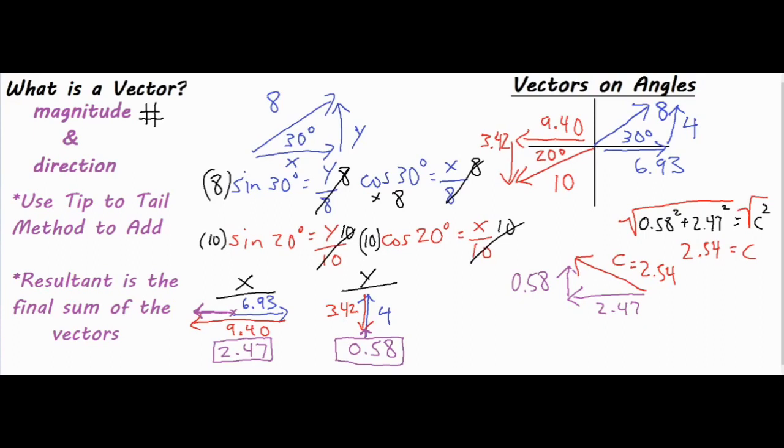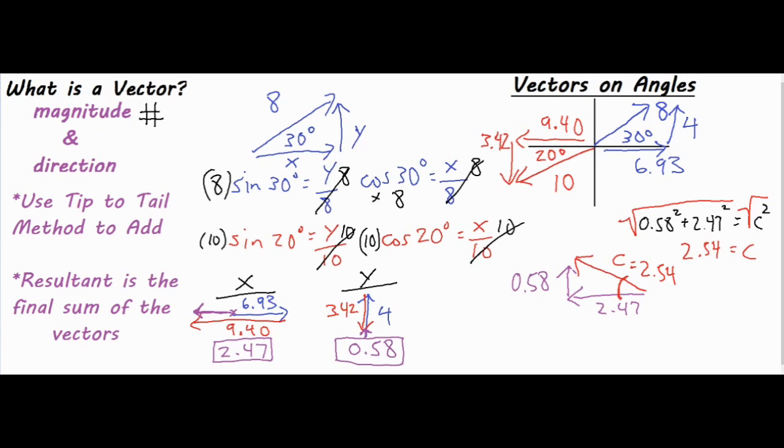So we did the same thing as before. We took both of our sides that weren't the hypotenuse, squared both of them, added them up, and then we square rooted both sides to get our answer, and we got an answer of 2.54. So that gives us our final value for our vector. And one more thing you may need to solve for is the angle at which it's pointing. So we can go ahead and solve for the angle right here.